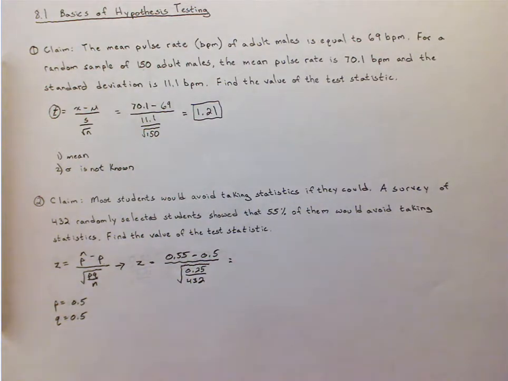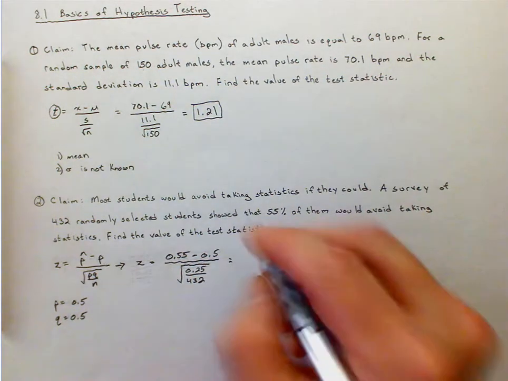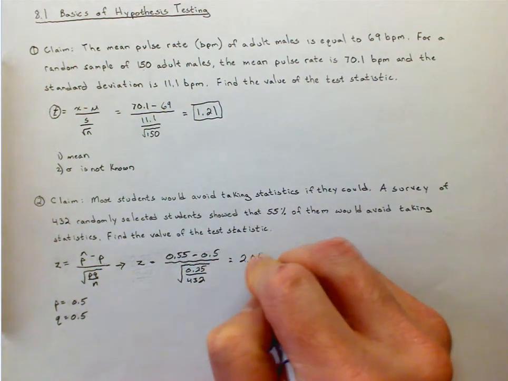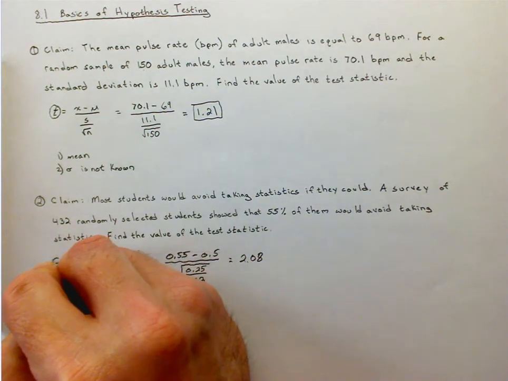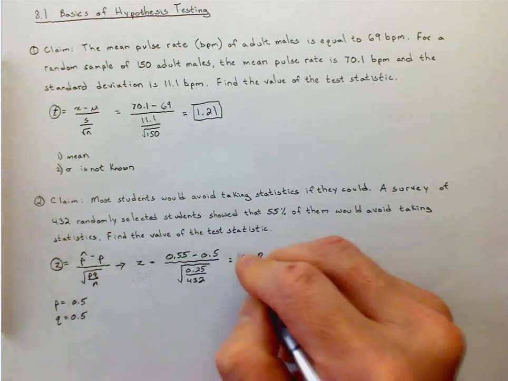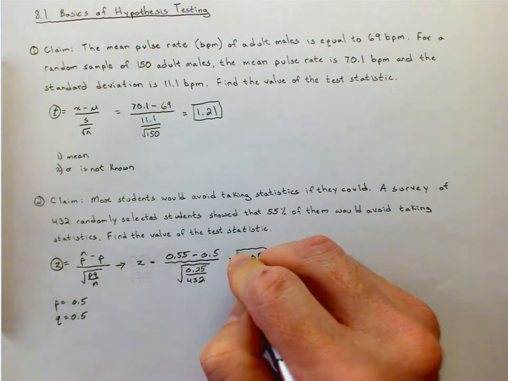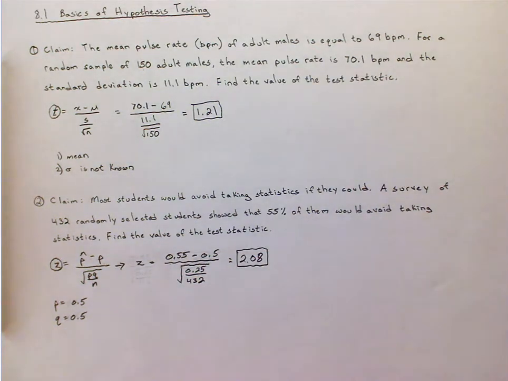And I type it in and calculate on my calculator. And I end up with a z-score of 2.08. So I've identified my test statistic and I have found its value. Again, this is a step within the process of hypothesis testing.